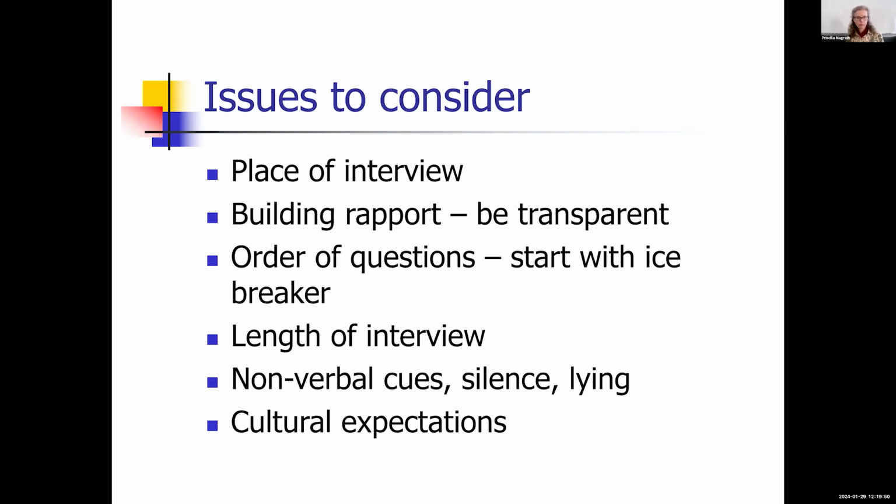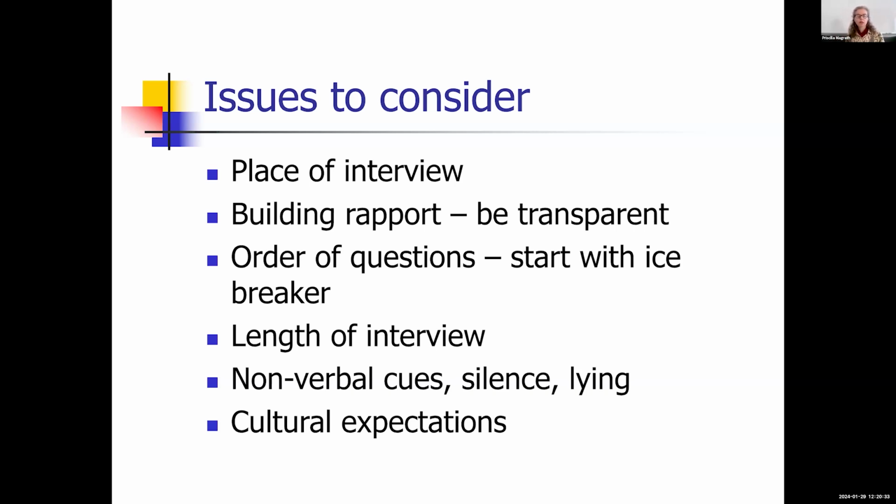And then building rapport, which is a whole thing in itself: start with an icebreaker, start with some chit chat, make sure people are comfortable, give people options. For example, ask them where and when they would prefer to talk to you, be transparent. Of course, if you're doing more community-based or participatory research, a lot of these issues would all be discussed, and maybe the research participants would make all of these decisions. You need to think about the length of the interview.